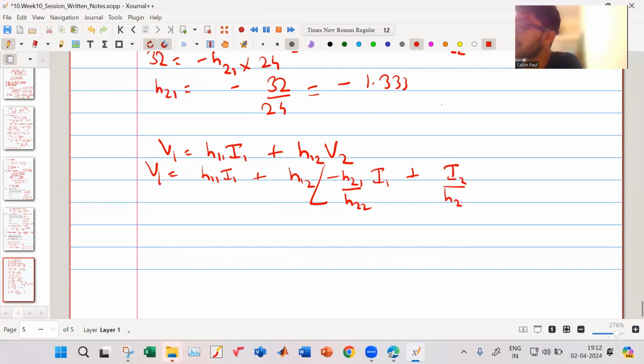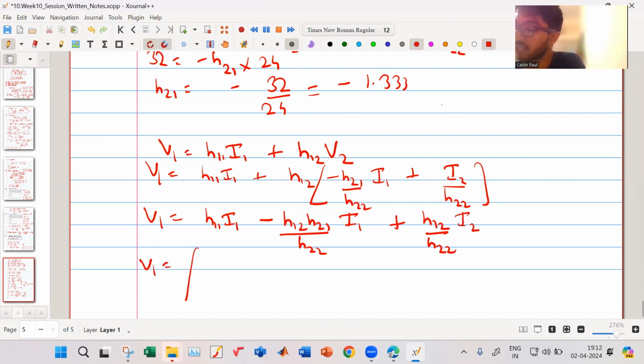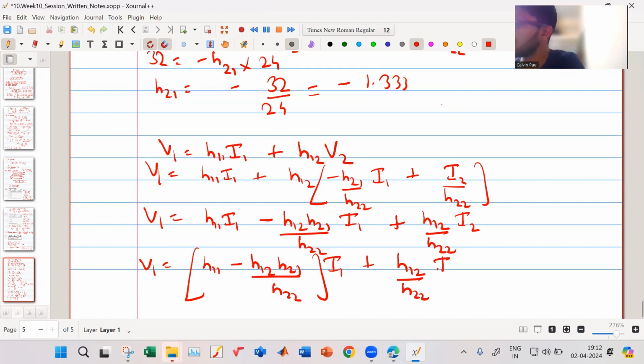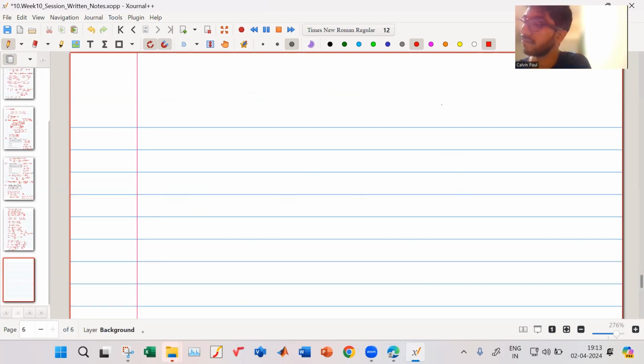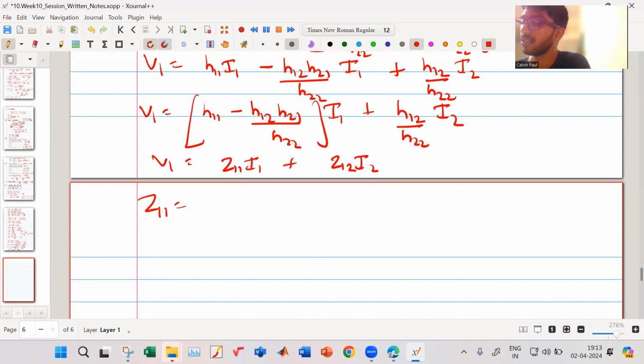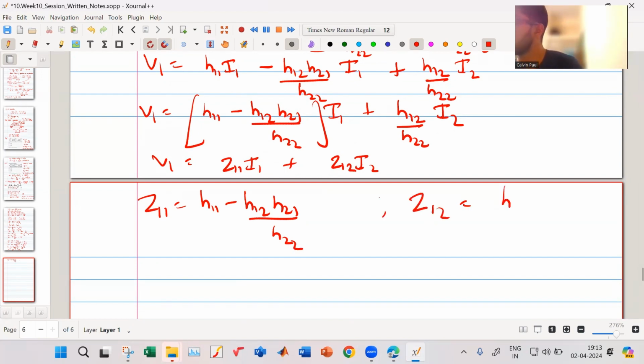Plus I2 upon H22. So V1 is equal to H11 I1 minus H12 into H21 upon H22 into I1 plus H12 upon H22 into I2. So your V1 is equal to H11 minus H12 into H21 upon H22 into I1 plus H12 upon H22 into I2. When you compare it to V1 equal to Z11 I1 plus Z12 I2, you will get Z11 equal to H11 minus H12 into H21 upon H22, and Z12 equal to H12 into 1 upon H22.